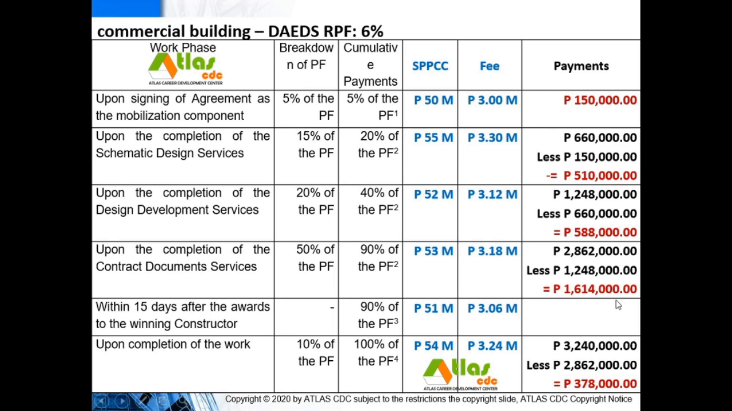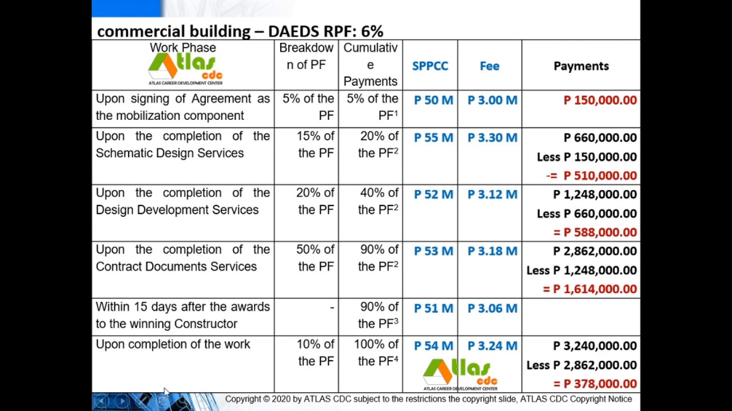Now, within 15 days after the award to the winning bidder, the winning bid price is only 51 million, so it went down. Which means that 6% of 51 million, your PF should only be 3.06 million. So if you compute the 90%, that will be less than this one. So there is an excess already paid to you. There's no need to return that. Anyway, it's like an advance payment to you.